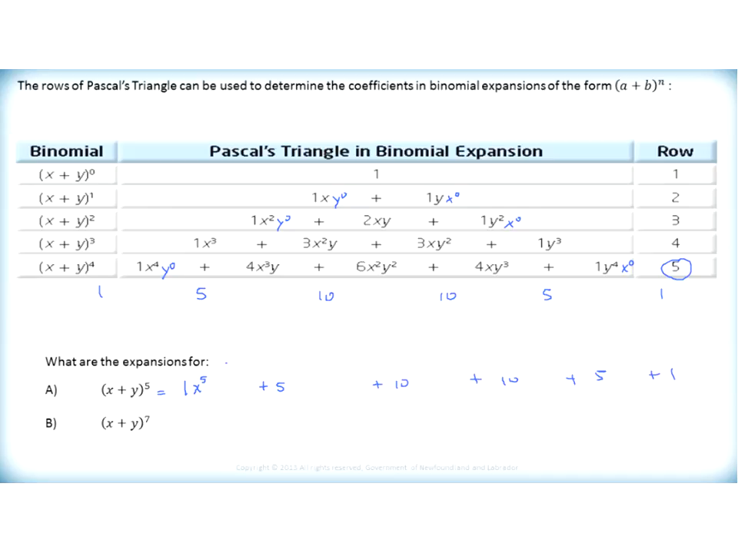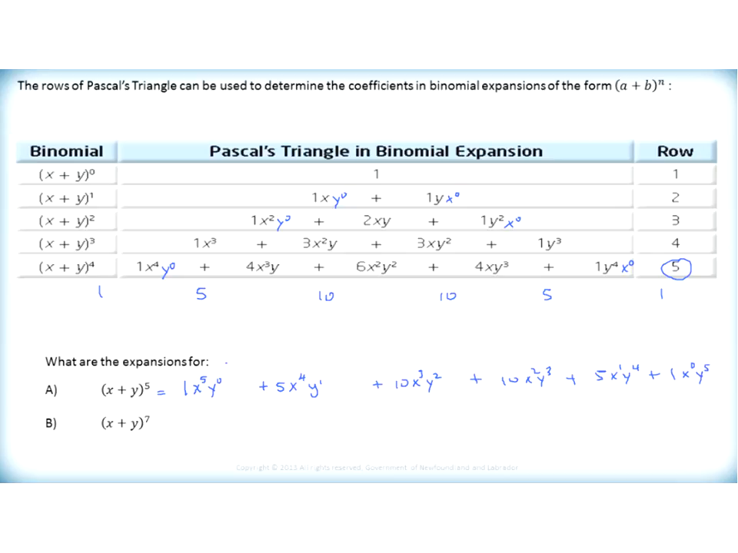Now let's decrease our powers of x by 1. X to the 4, x to the 3, x to the 2, x to the 1, x to the 0. I'm going to write it in there. Now let's increase our powers of y, starting with y to the 0, y to the 4, and finally y to the 5. There is the expansion of x plus y to the 5, and we're using Pascal's triangle to do that.